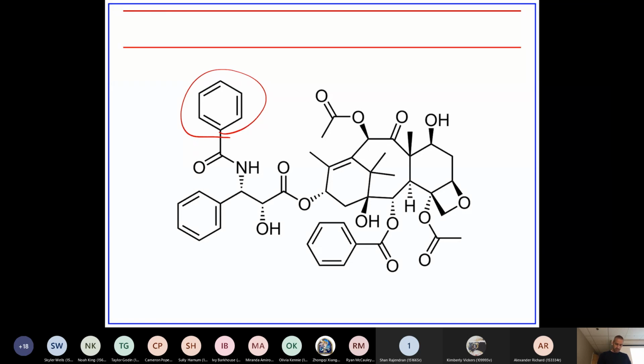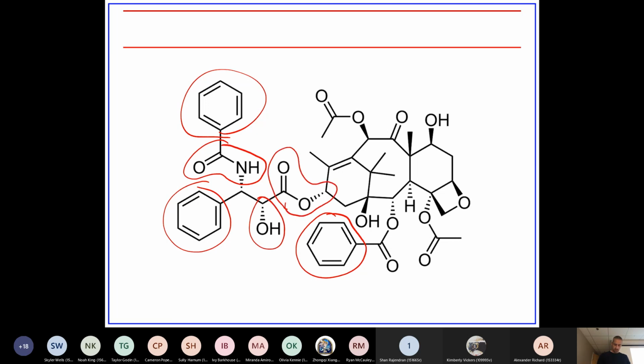So what do we have? We've got 2 of these guys, 3 of them. Those are aromatic rings, they're aromatic. We have this amide, alcohol, ester, alcohol, another ester, another ester. That one's an ether.